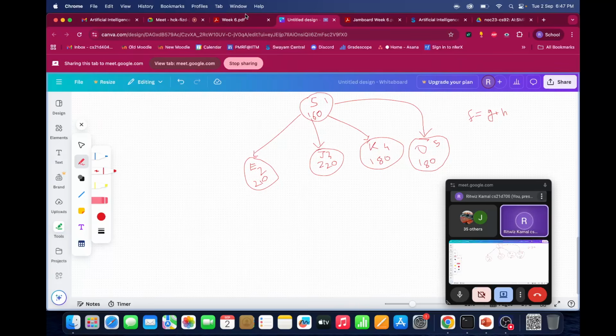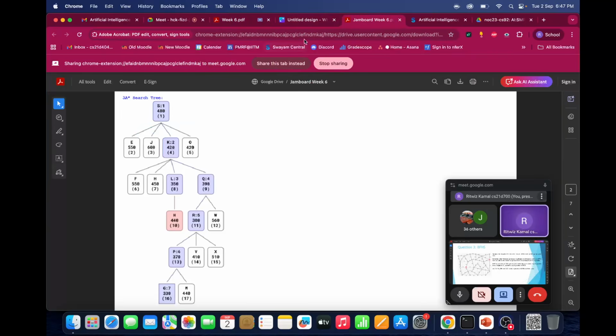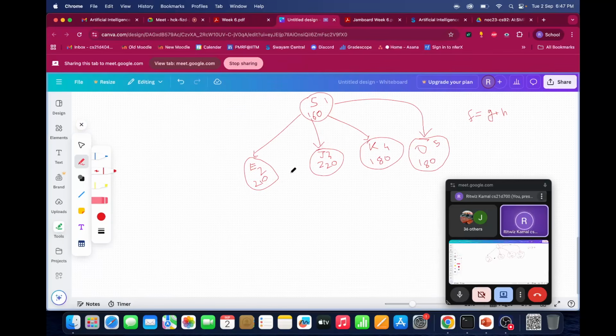The neighbors of E are A, B, S and F, right? S is already in the closed list, so we don't need to add it. For A, B and F, we have to consider whether we want to add them or not. So let's have a look whether we should add them or not. Notice that all of the nodes that we have added till now have cost f lesser than the upper bound, which is 303, that is given to us. Let's for the time being add all of them and see what happens.